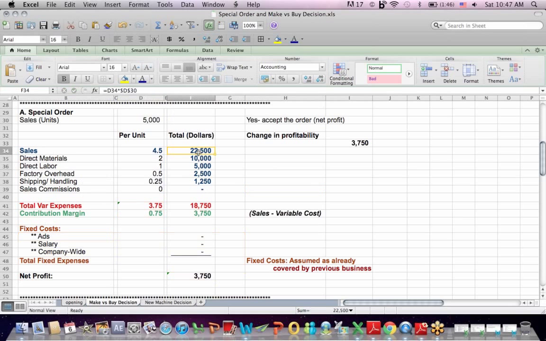So sales in blue, less the variable costs in red, give us a contribution margin of 75 cents a unit. We multiply that by the number of units in our special order, 5,000. 75 cents contribution margin times the 5,000 to get the $37.50. And because we don't have any fixed costs to cover, $37.50 is also our profit.